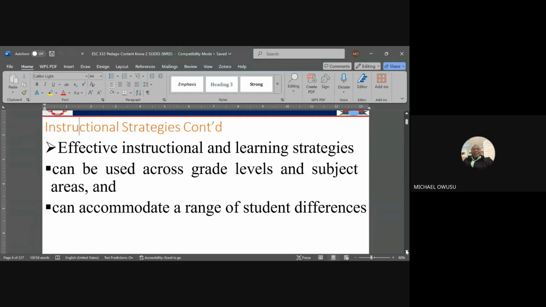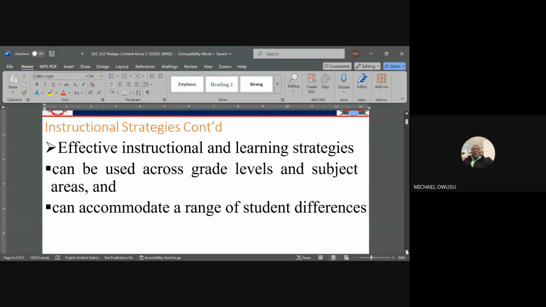In the preschool, they can do hands-on activities. In the primary school, they can do hands-on. In the junior high, they can do. Secondary school, they can do. And then tertiary, they can do.